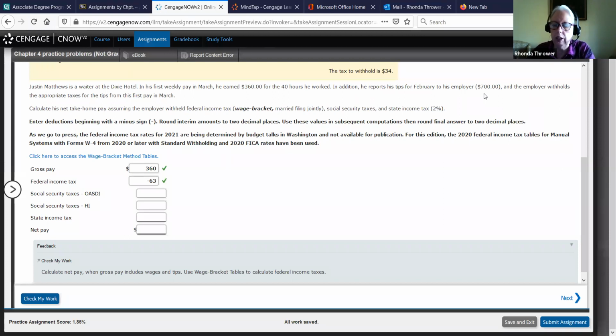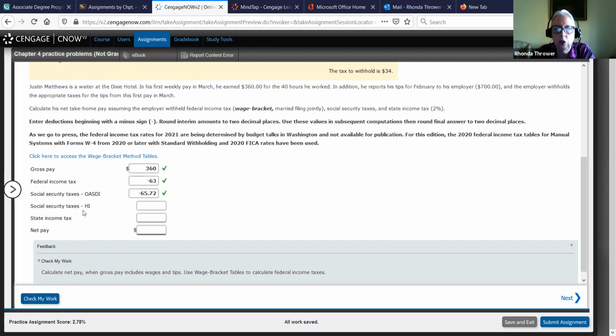So the total wages of $1,060 are going to be multiplied by 6.2%, just like you did in the last chapter. And you're going to enter them in as a deduction. You have to put a minus sign in front of it, or Cengage will mark it wrong. We don't want that to happen to you. And the amount is $65.72. Again, I added $360 and $700 together to get $1,060. Then I multiply it by the OASDI rate, which was 6.2%, and it will give me $65.72, which is going to be a deduction. So that's why I have to enter it in as a negative amount.